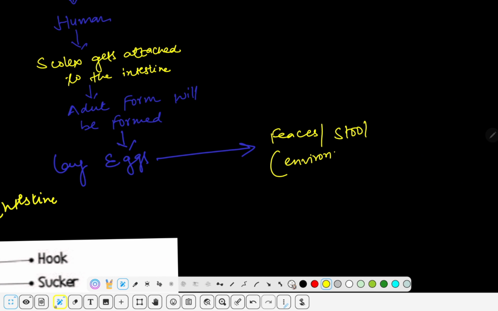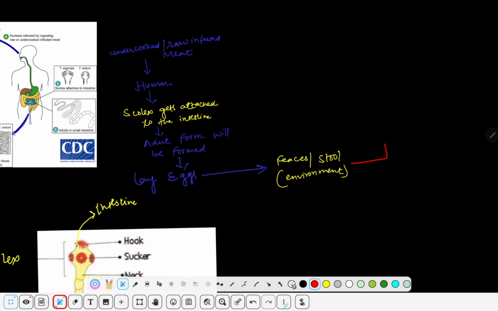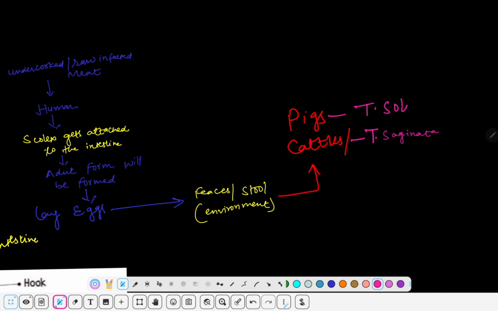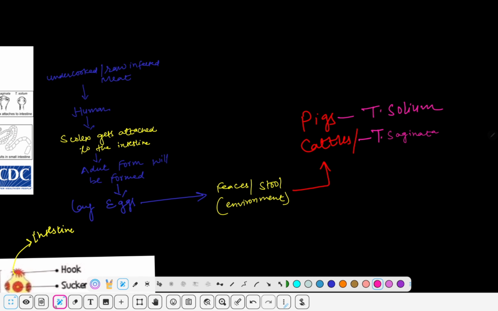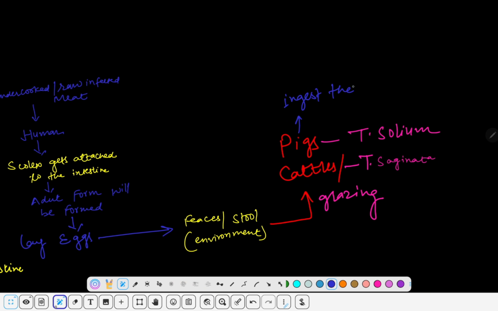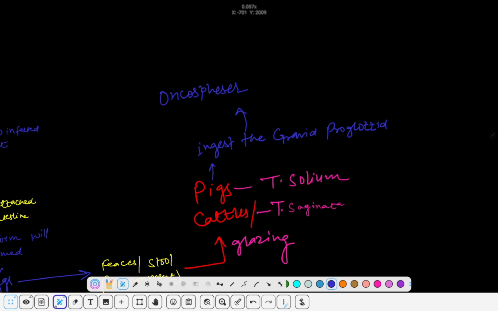These eggs will be contaminated in feces and stool, and will be passed on into the environment, and from the environment cattle and pigs will graze on them. In the case of cattle, Taenia saginata, and in the case of pigs, Taenia solium, the gravid proglottids or eggs will be ingested by the cattle and pigs respectively. They ingest the gravid proglottids, and from these an oncosphere will hatch out.